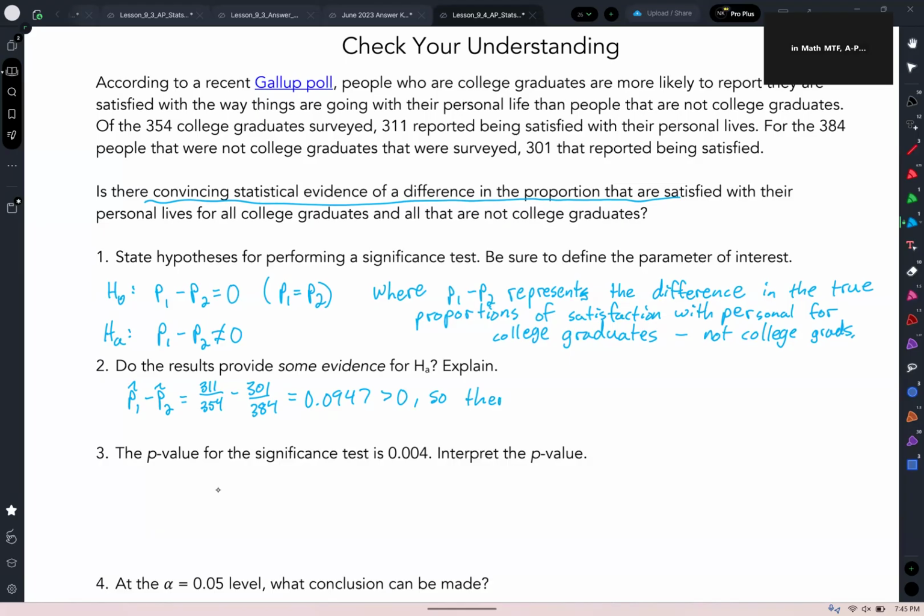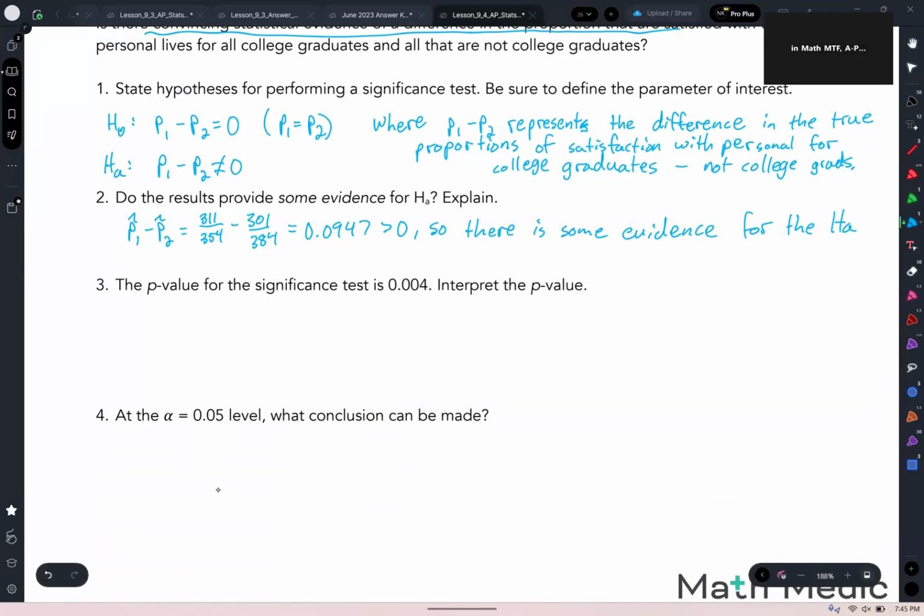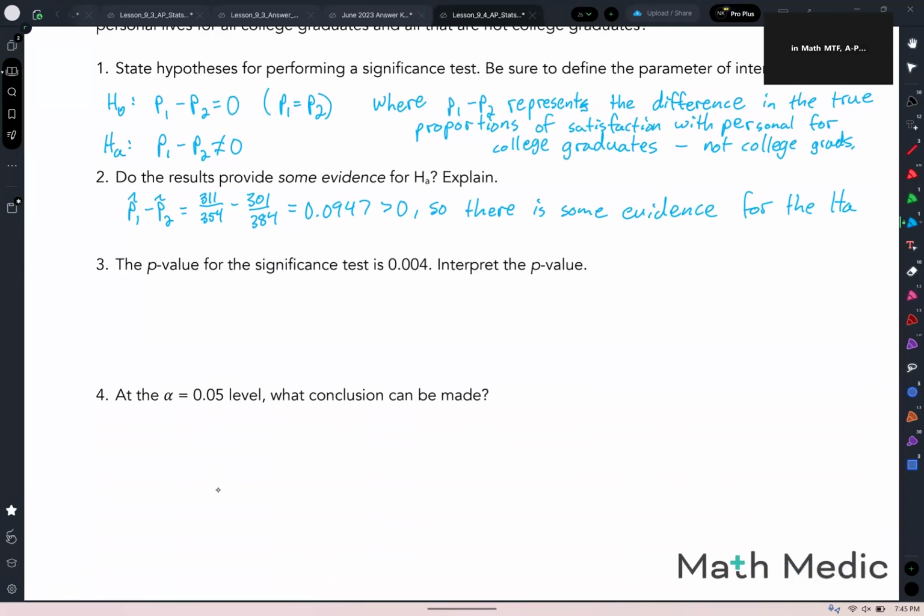So there is some evidence for the alternative, right? There's some difference. So there's no matter what, some evidence. The p-value for the significance test is 0.004.